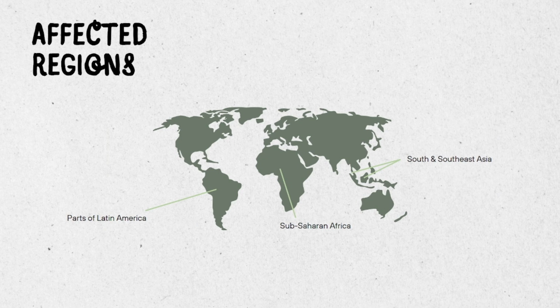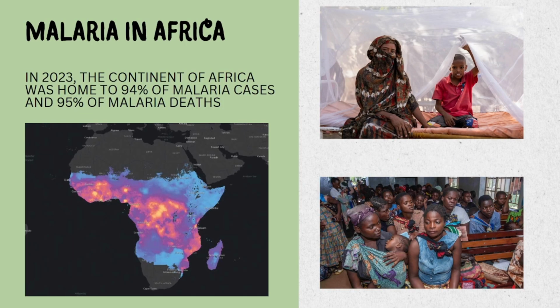Malaria likely originated in Africa thousands of years ago. Today, it mainly affects sub-Saharan Africa, South and Southeast Asia, and parts of Latin America. Malaria is highly prevalent in Africa. In 2023, the continent of Africa was home to 94% of malaria cases and 95% of malaria deaths worldwide.